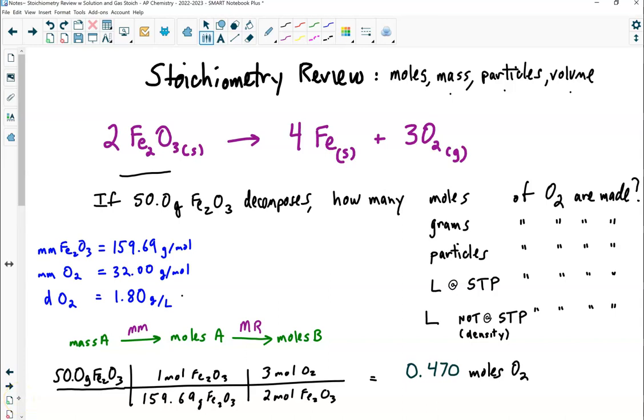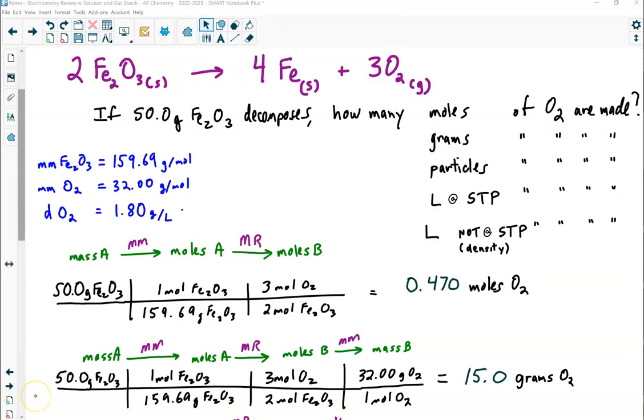So let's look at the first setup, calculating moles. We are given mass of A, so to get to moles of A, we're going to use the molar mass of Fe2O3. Then we're going to use the magic mole ratio, and using it, we find that's 3 moles of O2 to every 2 moles of Fe2O3 in the balanced equation. And we would solve and get this many moles of oxygen.